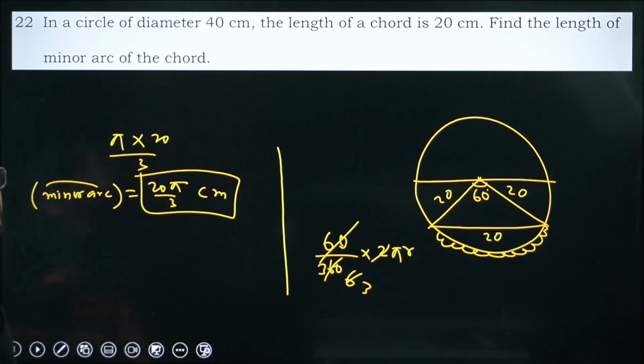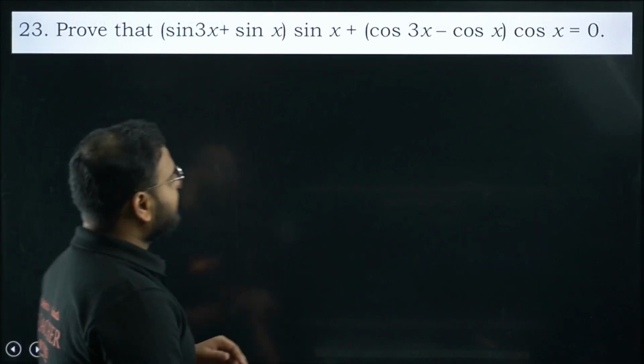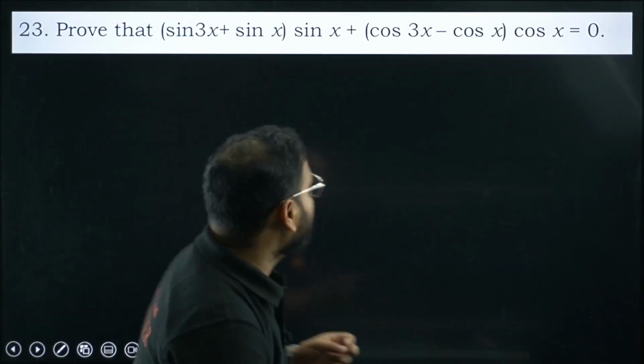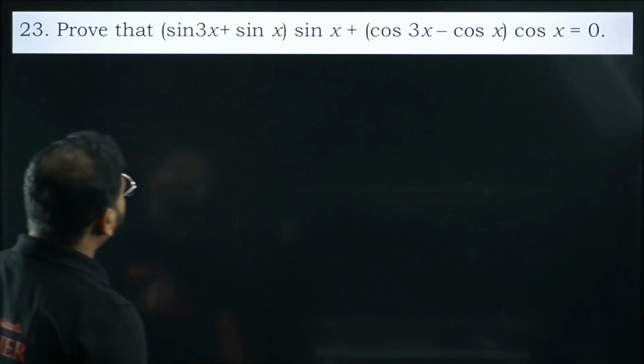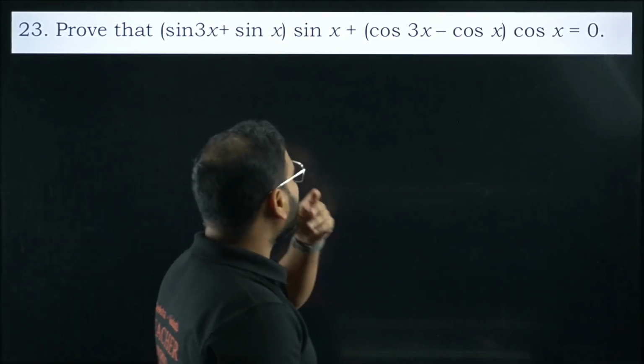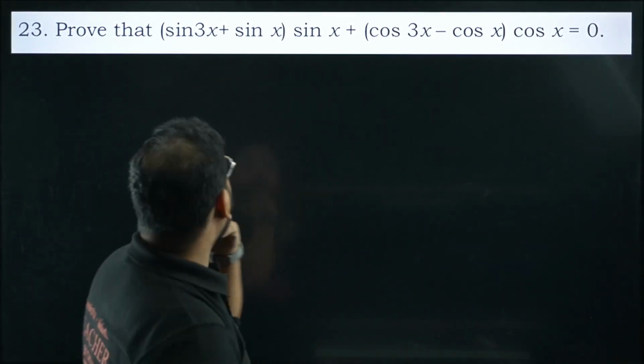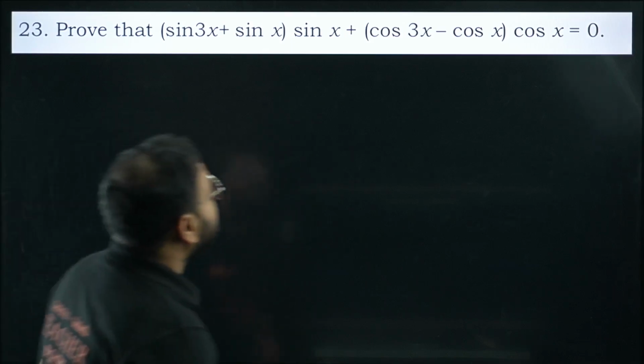Let's move on to question number 23. Okay, let's go. 23 we will solve now. Prove that (sin 3x + sin x) sin x + (cos 3x - cos x) cos x equals 0. So let's take LHS, sir.